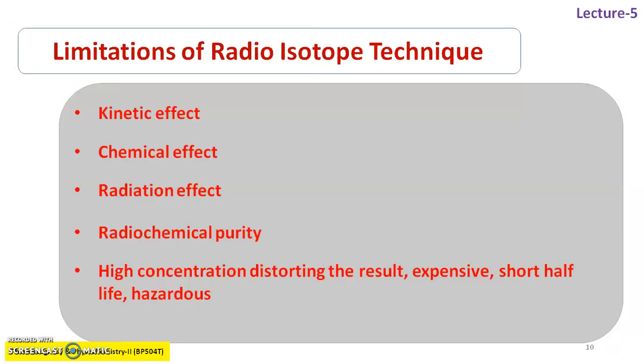Limitations: kinetic effect, chemical effect, radiation effect, radiochemical property, high concentration distorting the results, expensive, short half-life and hazardous. These are some of the limitations, but they can be overcome by knowing the factors affecting them.